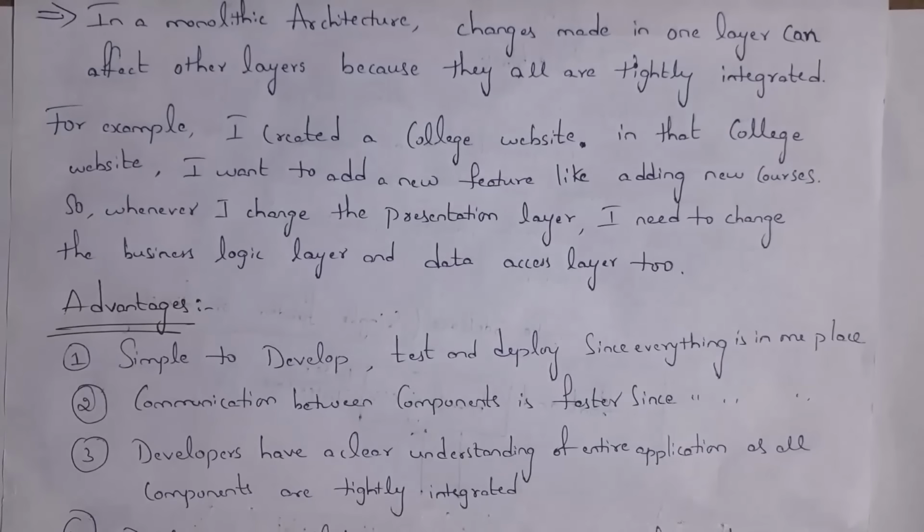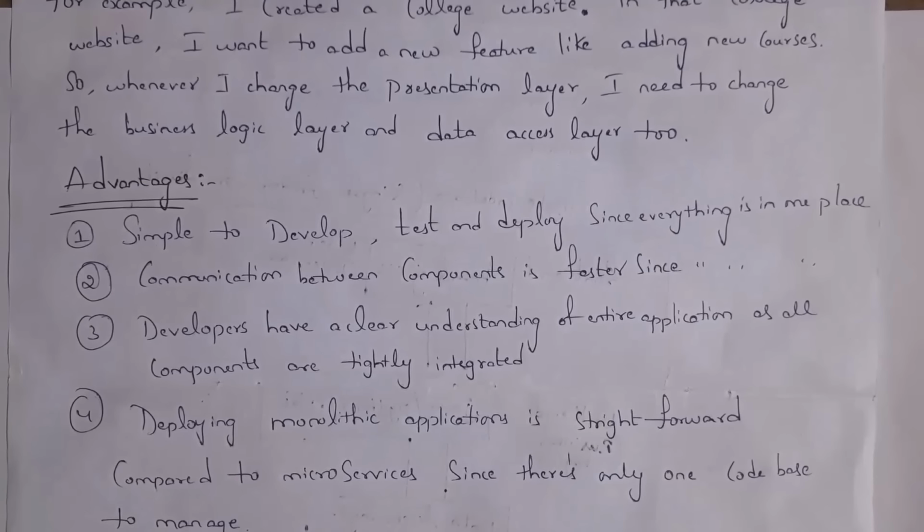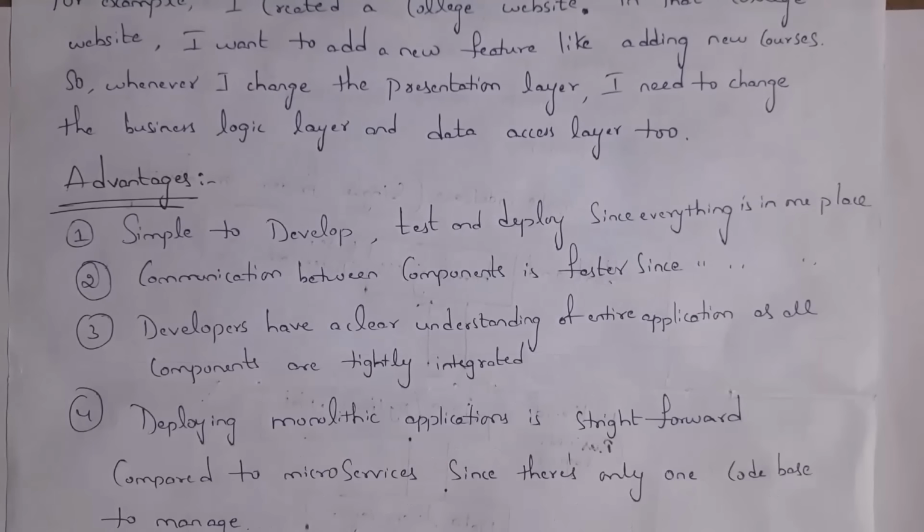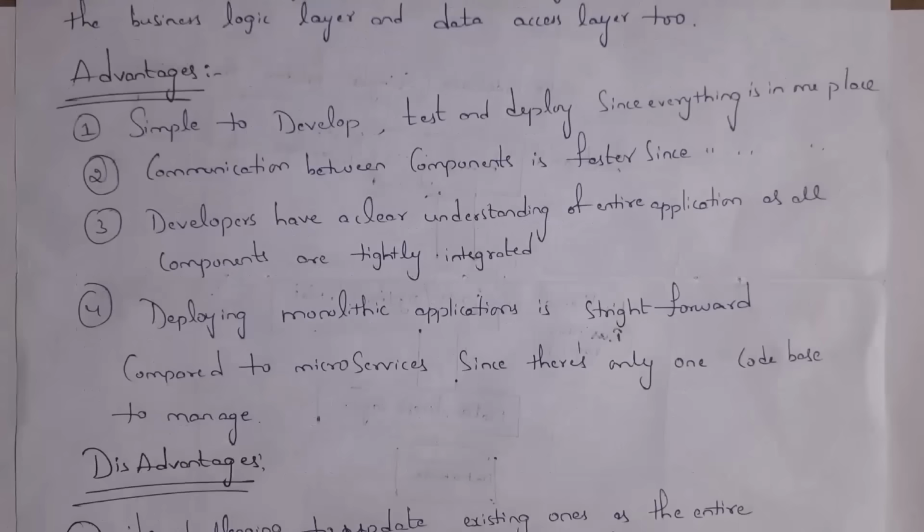As we know, in monolithic architecture, everything is stored in one place. So develop, test, and deploy become easy, and communication between these components is very fast. As all components are tightly integrated, developers can easily understand the entire application. In monolithic architecture, deploying an application is very fast when compared to microservice architecture. Next, I will explain what this microservice architecture is.